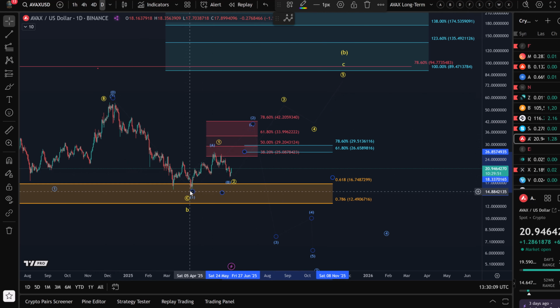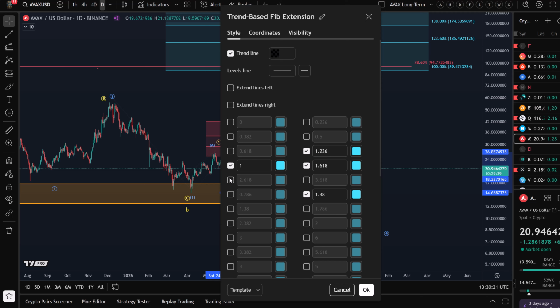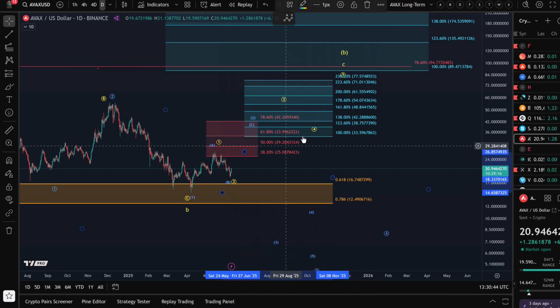So you basically start down here at the beginning of the move, first click, and you click again at the top. And then you go with a third click to the low. And that gives you a range of Fibonacci extensions that are relevant. Now, what we normally say, and I would typically encourage everybody to have these activated on their TradingView: the 100% extension, 123.6, 138%, 161.8 extension, the 178.6 extension, and the 200% extension, and so on. You see them here.